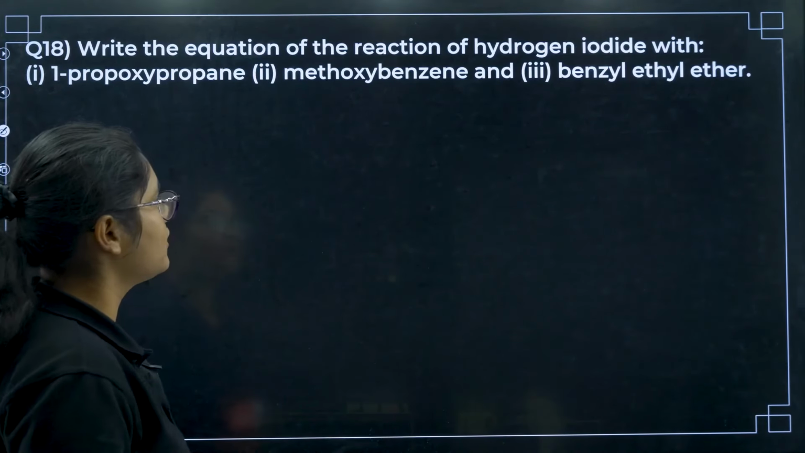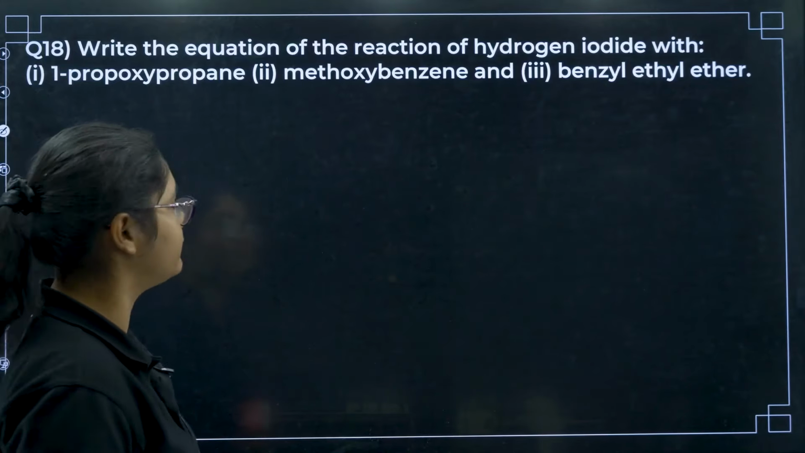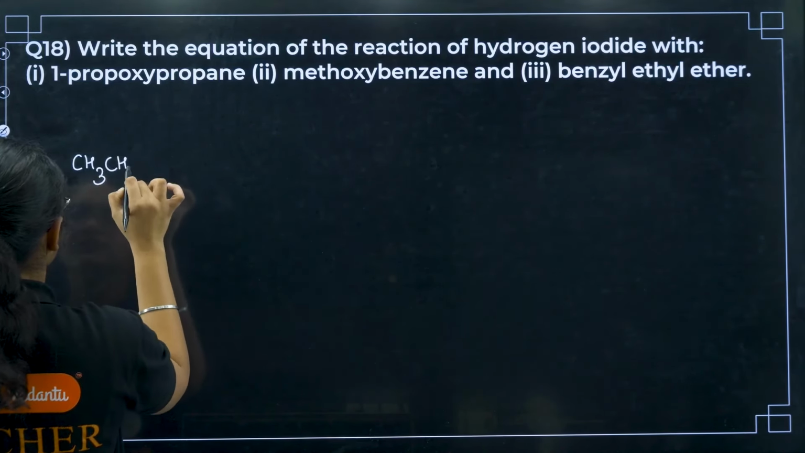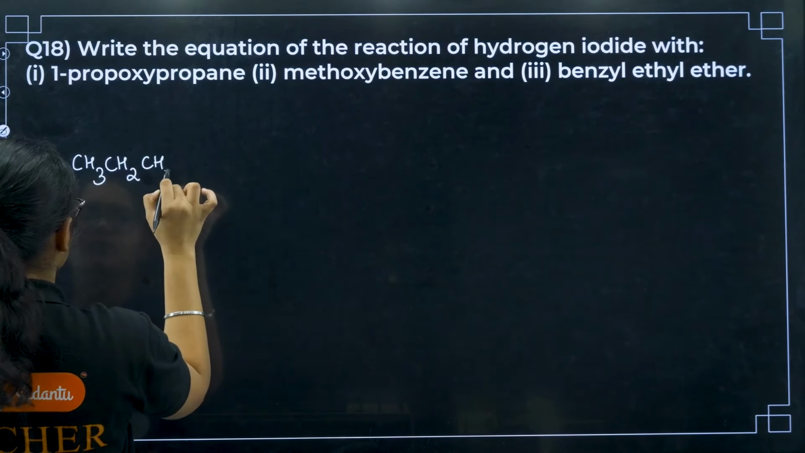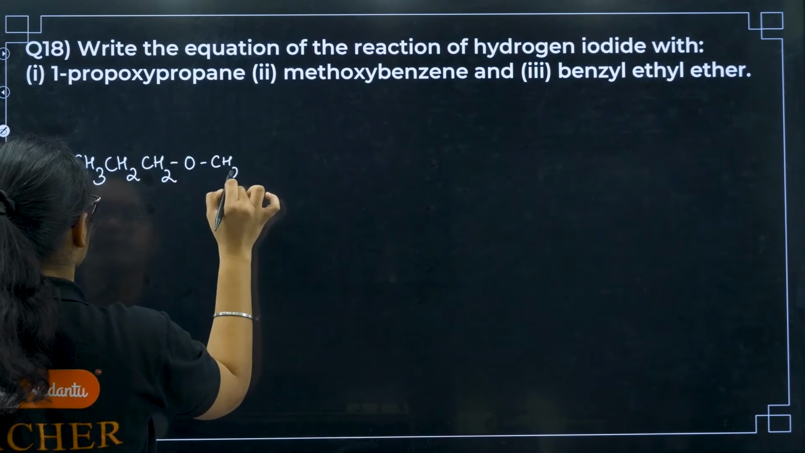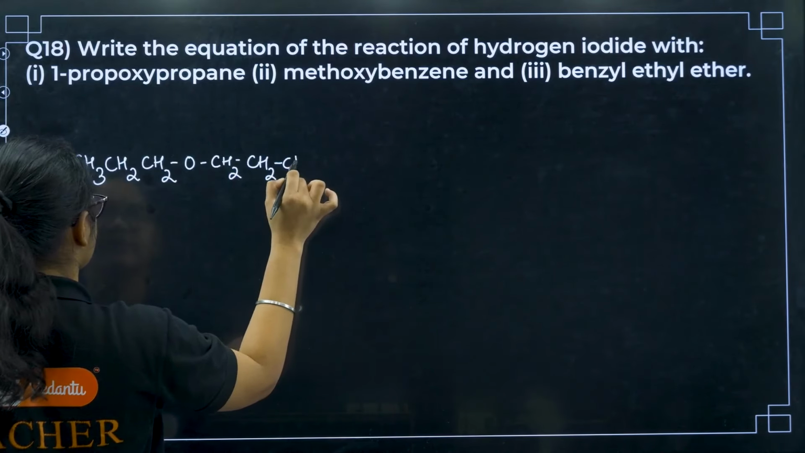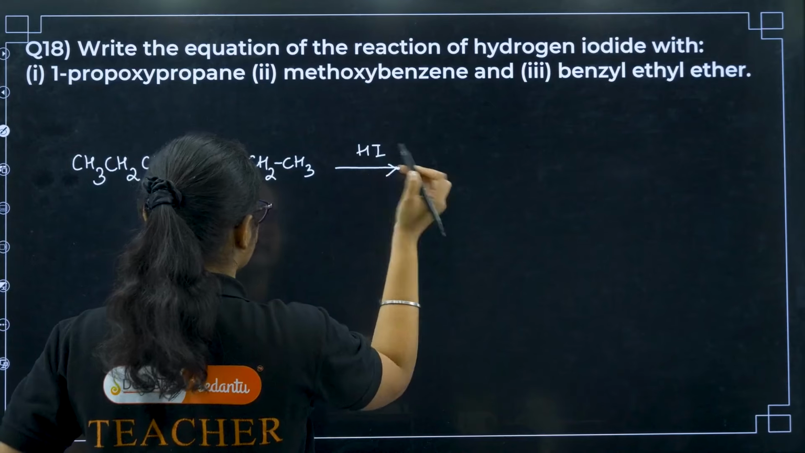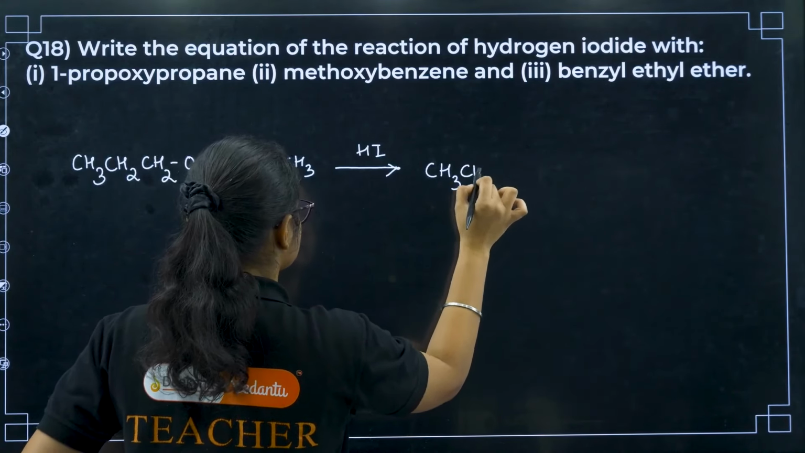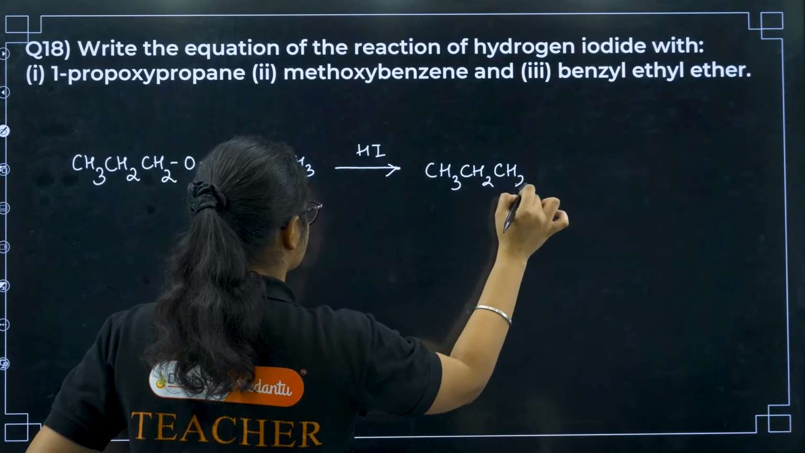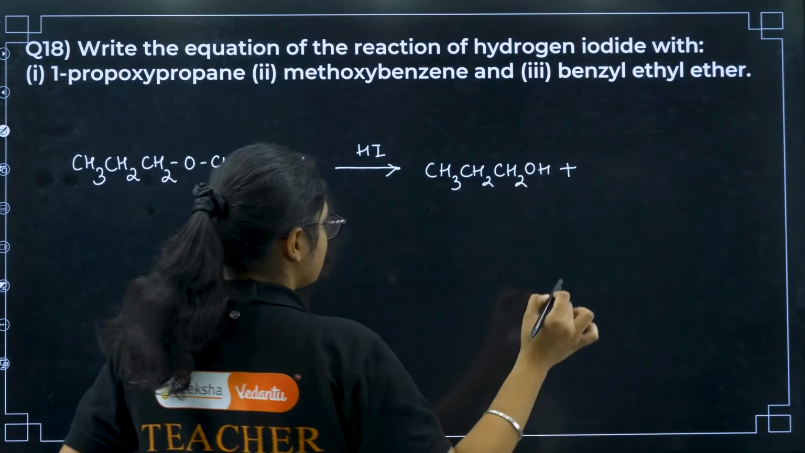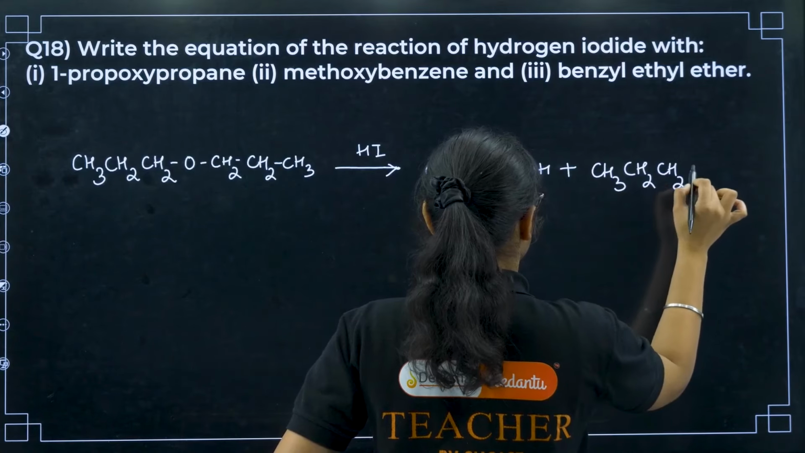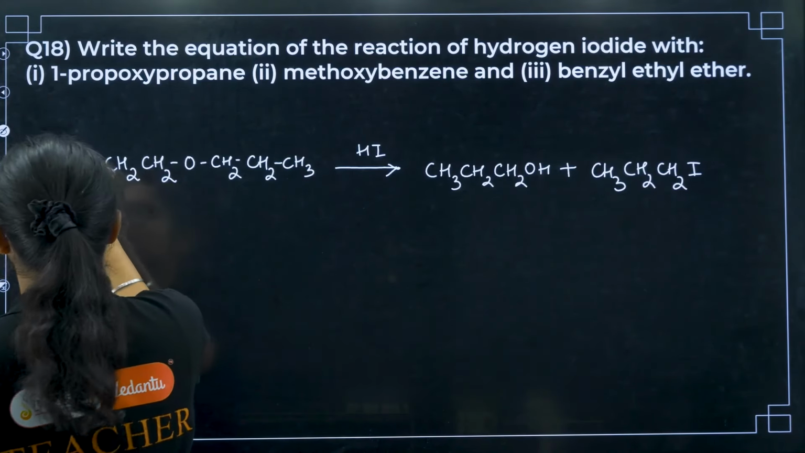Next, write the equation of the reaction of hydrogen iodide with 1-propoxypropane. So we have it like this. Here basically you can see both sides are the same thing, so it doesn't matter. You can add H and I to any side. So you will get CH3CH2CH2OH, and here you will get CH3CH2CH2I.